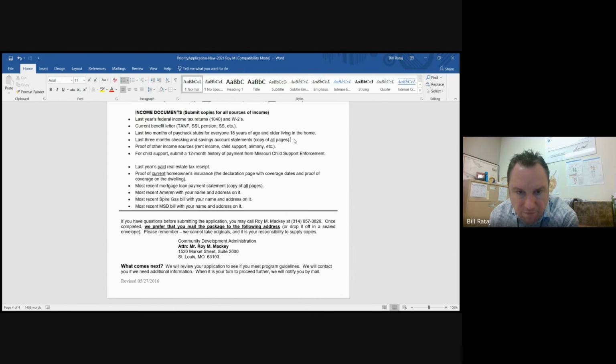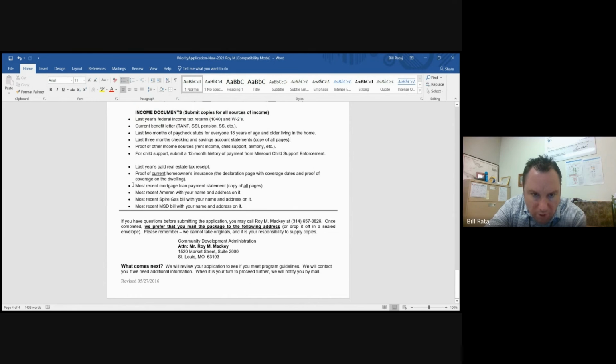Okay, we do need to see the last paid real estate tax receipt. If for some reason you can't find it, that's something we can look up online. So just say you can't find it, if you want to write that in the section there. We do need proof of current homeowners insurance. We'll talk about some resources in a moment if you don't have it. But it actually has to be the declaration page of the homeowners insurance policy and needs to show the effective coverage dates. So don't send us one that expired last month. We need the most current one.